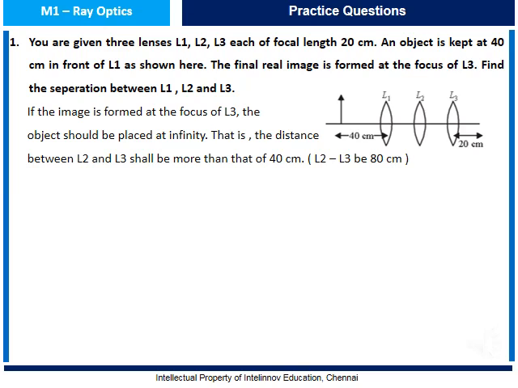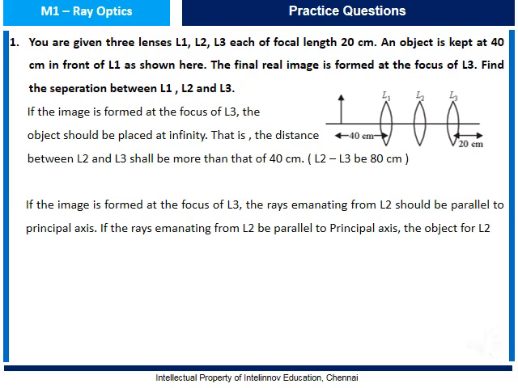The image is formed at the focus of L3. The rays emanating from L2 should run parallel to the principal axis. If the rays emanating from L2 are parallel to the principal axis, the object for L2 should be at its focus. That is, if the incident light falls on the focus, then the refracted light will be parallel to the principal axis. We are using the same principle here. Here the object for L2 is nothing but the image of L1.